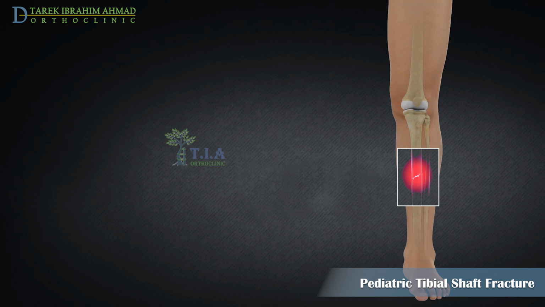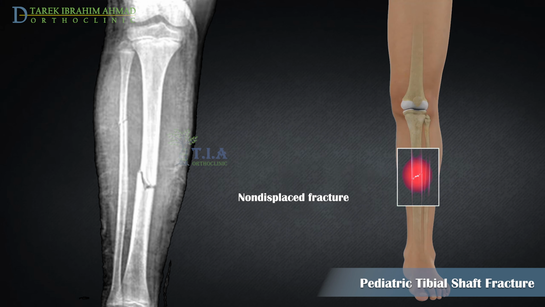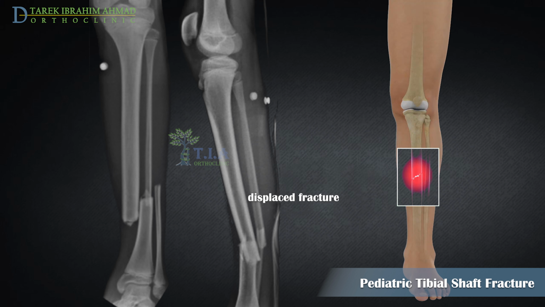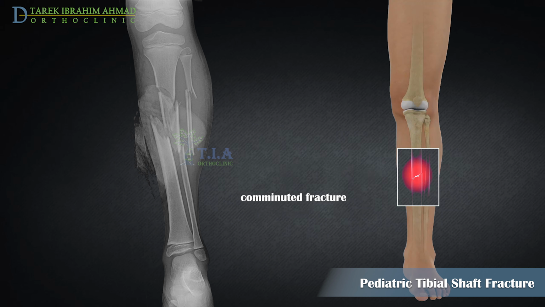There are 3 types of tibial shaft fractures. Non-displaced: a fracture where the broken bones remain aligned. Displaced, non-comminuted: a fracture where the bones are broken in no more than 2 pieces but are not aligned. Displaced, comminuted: a fracture where the bones are broken into 3 or more fragments and are not aligned.